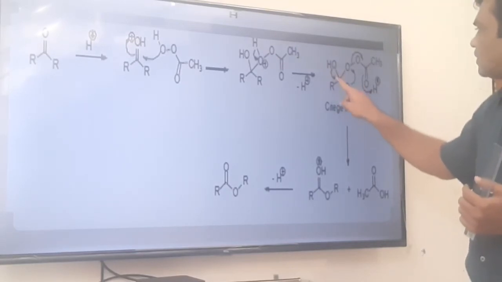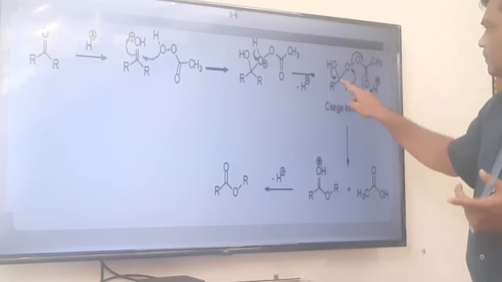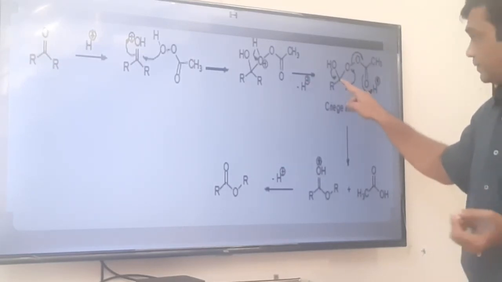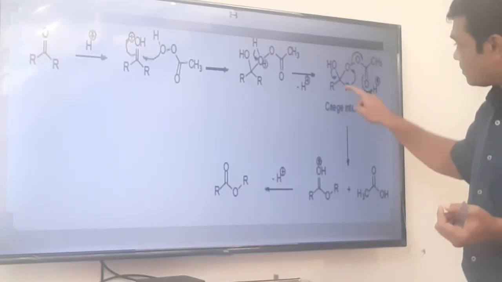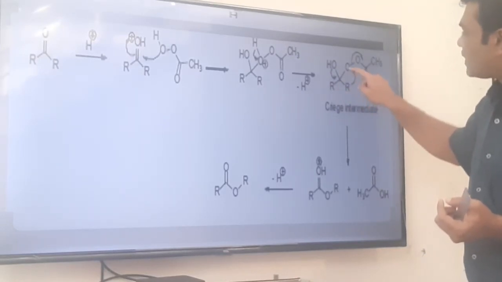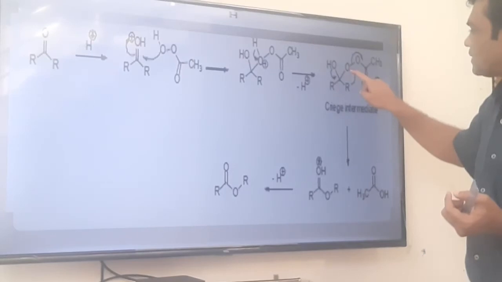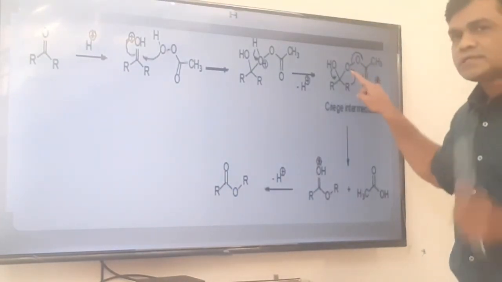When this new bond is formed between oxygen and carbon, the valency of this carbon will be disturbed because it cannot form more than 4 bonds. So when this new bond is formed, at the same time, this alkyl group migrates along with the bonded pair of electrons to this oxygen. This is a 1,2 alkyl shift.